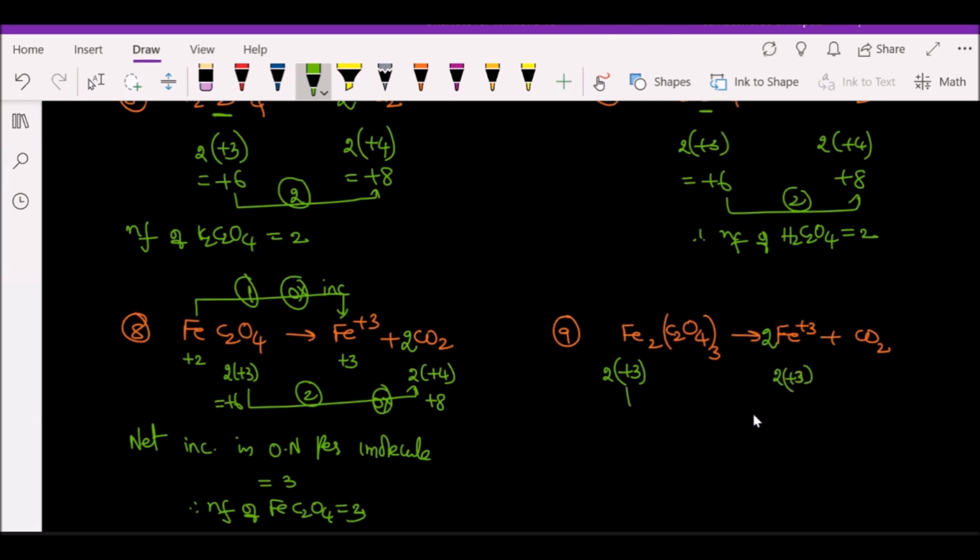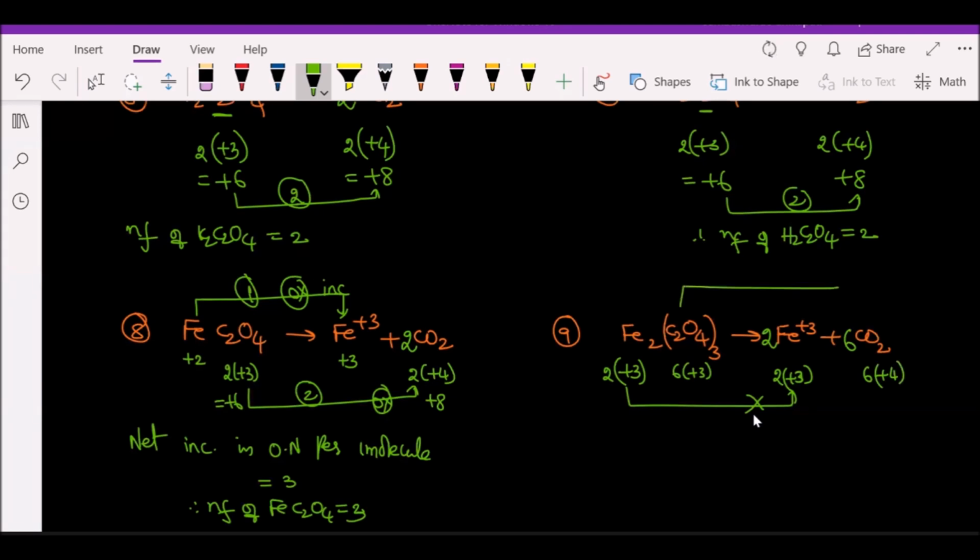So iron, any change is there? No change at all. Now check the carbons. Total how many carbons do we have here? 3 to 6 carbons we have. So take 6 CO2. So 6 carbons means 6 times +3 converting into 6 times +4.